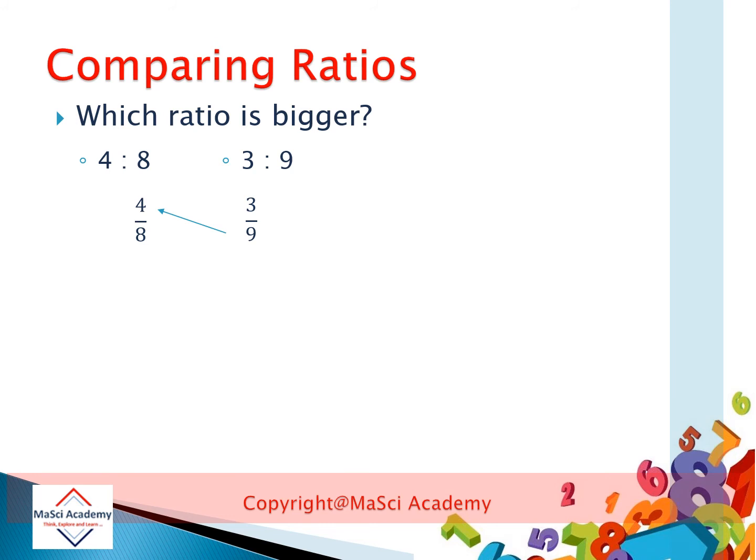So we use cross multiplication to find which of these ratios is greater. We first move the denominator of the second ratio up along with the numerator of the first ratio. So the left side becomes 4 multiplied by 9, and then we bring the denominator of the first ratio to the numerator of the second ratio. So on the right side we get 3 multiplied by 8. On evaluating, it becomes 36 on the left side and 24 on the right side. Out of 36 and 24, which is greater? 36. So we say that 4:8 is greater than 3:9.